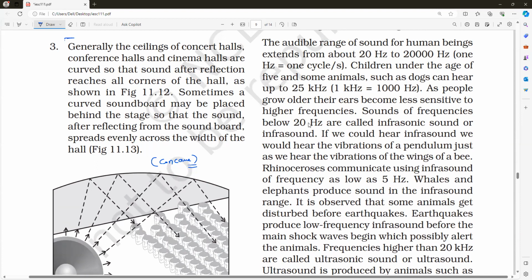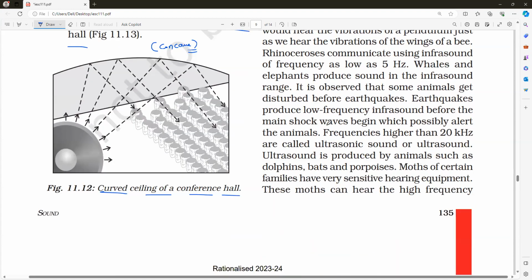This is the full paragraph you can make. Cinema halls are designed so that the sound after reflection reaches all corners of the hall as shown in the figure. Sometimes a curved soundboard may be placed behind the stage so that after reflecting from the soundboard the sound spreads evenly across the width of the hall. The soundboard and the curved ceiling are the same because they are concave. Clear? They are concave. Understand?